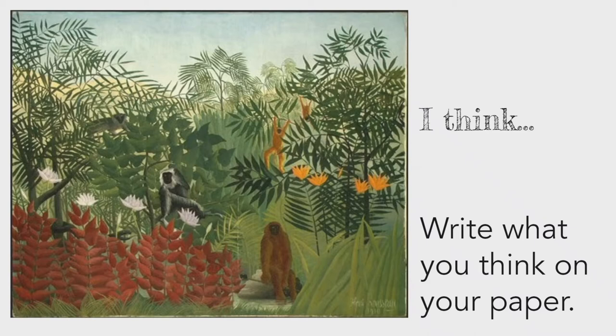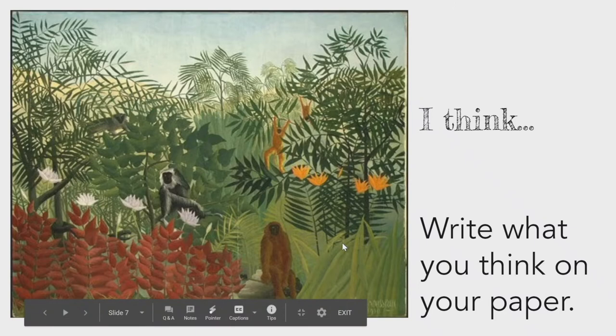The next part is to write down, I think, and write down what you think on your paper. I think I see several animals up close. I think I see animals way towards the back. And I think it might be morning time. Go ahead now and pause the video and write down what you think.